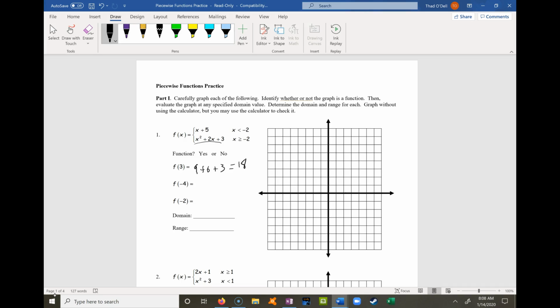And then this says what's f of -4? Well, that means -4 is less than -2, so I want to use this one. So that would be -4 plus 5, which is equal to 1. And then finally f of -2. Well, -2 is right on the borderline, but this says use it down here. So that would be 4 minus 4 plus 3, which of course would just be 3.